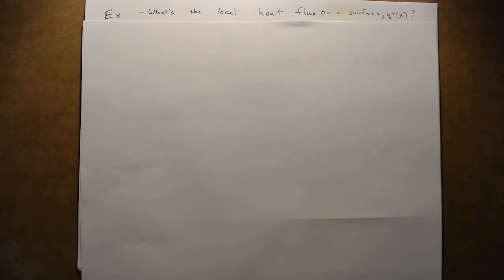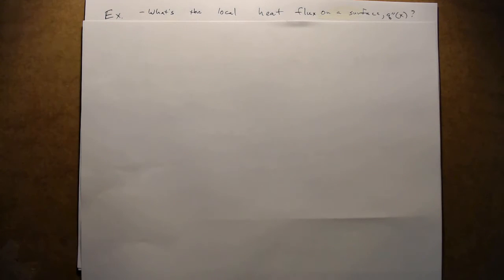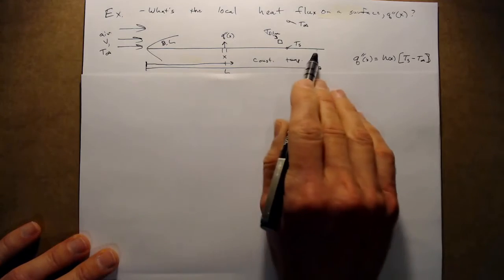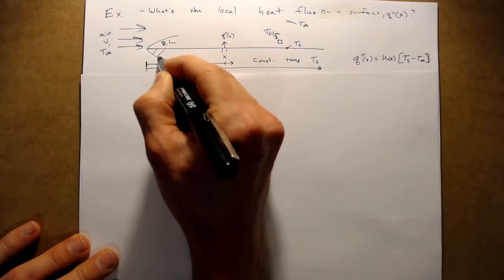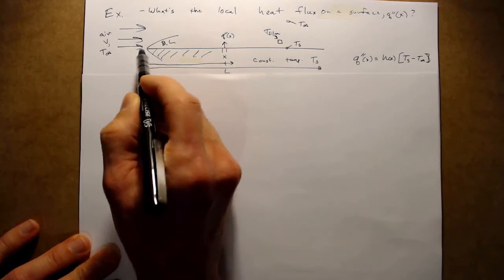So let's take a look at how this plays out in practice. For example, we might ask a common question that we would probably need to answer in engineering. What's the local heat flux on a surface for a given condition? So for example, maybe we're interested in a flat plate, and you may wonder, I'm frequently drawing the flat plate with a sharp edge here.